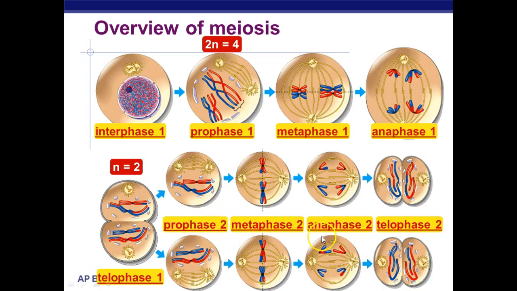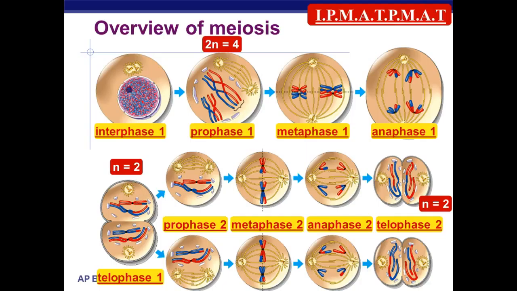These steps in part 2 of meiosis are pretty much the same steps that occur in mitosis. If you compared these prophase, metaphase, anaphase, telophase 2 steps to your mitosis wheel, you'd see that the pictures are almost identical. But up here, this process, much different. This was our reduction division, cutting the number of chromosomes in half. So we do IPMAT followed by another PMAT, PMAT.